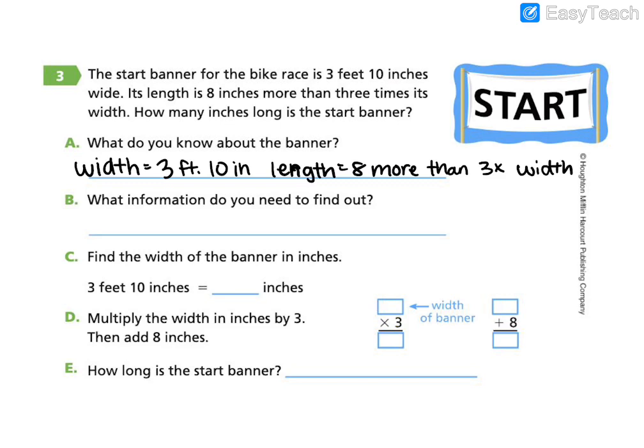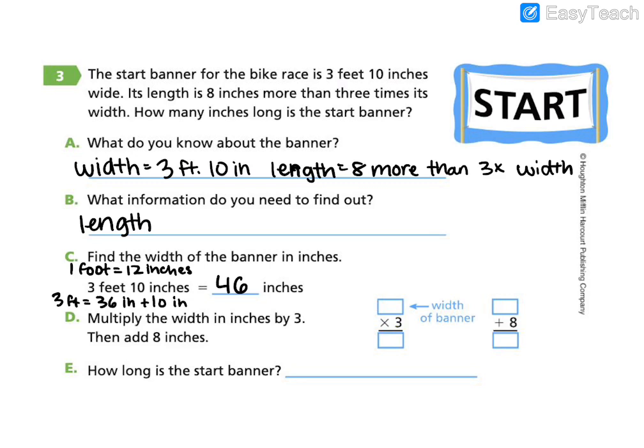So that's kind of confusing, right? There's 2 steps there. So we need to find the length of the banner. In order to do that, we need to find what the width is in inches. So I know 1 foot is equal to 12 inches. So 3 feet is equal to, go ahead and write it, 36 inches. Plus the 10 inches, right? Because it's not just 3 feet, it's 3 feet, 10 inches. So in total, the banner is 46 inches wide.